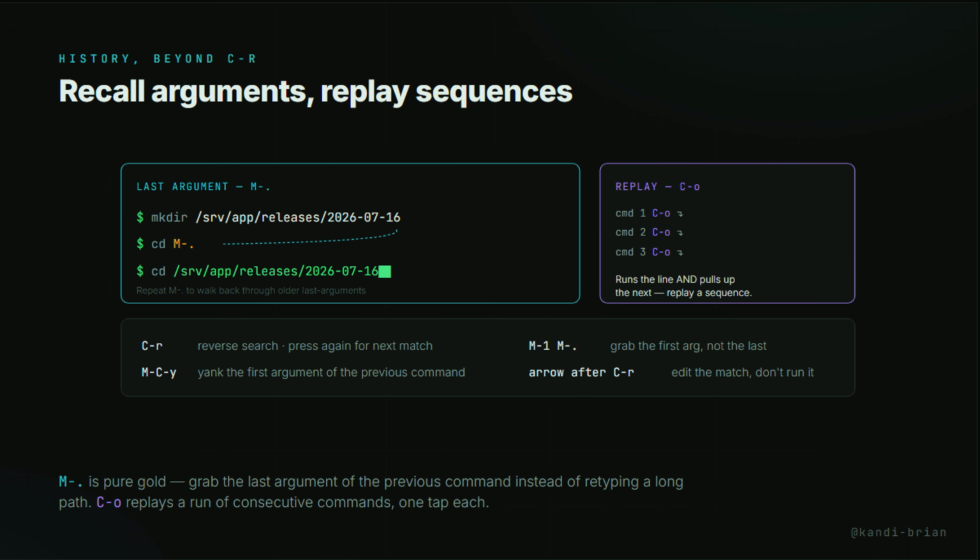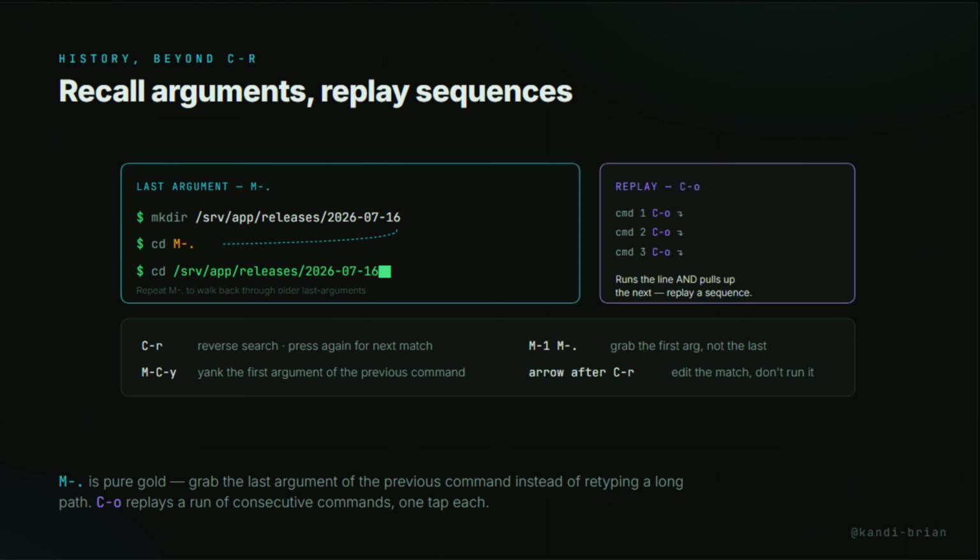So a lot of people know CR for reverse search. So let's talk about the rest of the history toolkit to increase the speed capabilities. Beyond CR, after CR finds a match, press CR again to jump to the next older match. And another detail, when you found the command you want, pressing an arrow key or CA or CE drops you into editing it rather than running it.